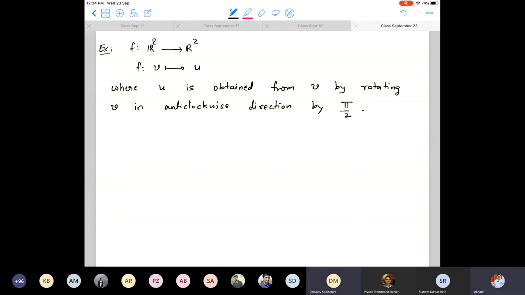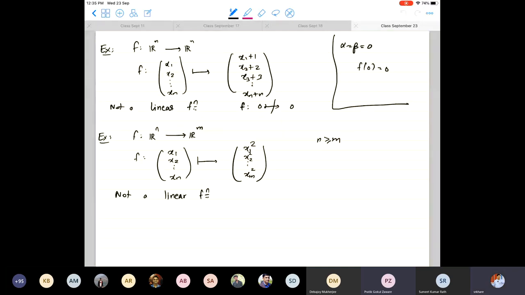So what do you have to say about this function? This is a linear function. Why? Because we can find a matrix A which will do the same. In terms of cos theta and sin theta, we can find a matrix which will rotate it anti-clockwise. Any other thoughts? Sir, the mapping is from R2 to R2 only, in the same domain, so it is a linear function. So here also the mapping was Rn to Rn in this particular example. Is it linear?